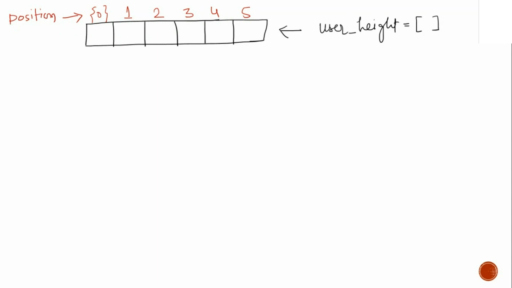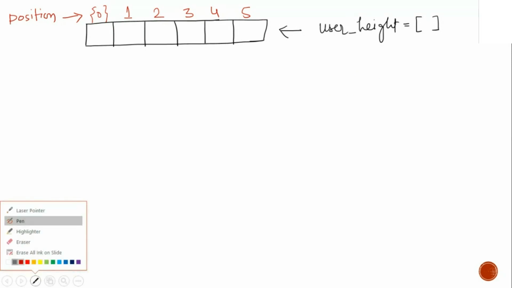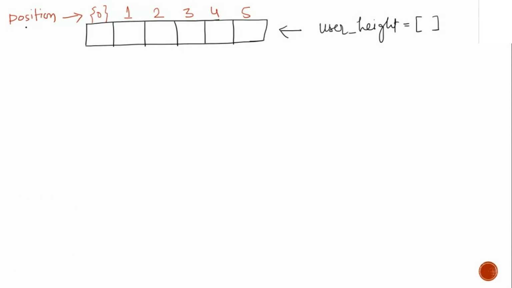Whenever you want to call the values stored at this position, you can just call user_height with brackets and that particular position, and the value associated with that position will be returned. These positions are known, in technical language, as the indexes. I'm just repeating it again.